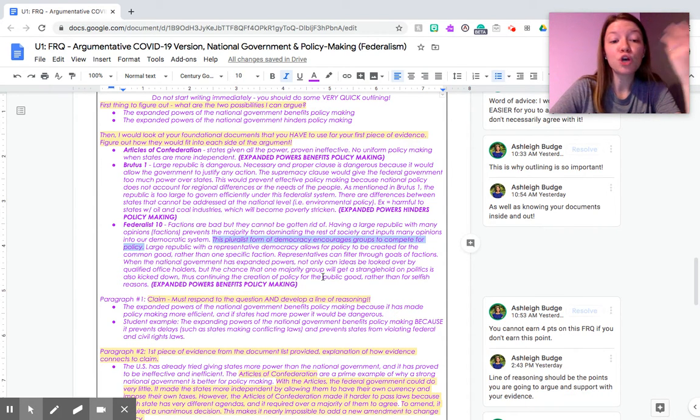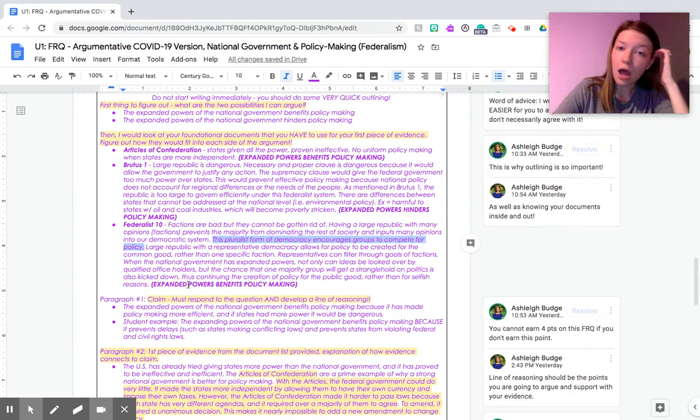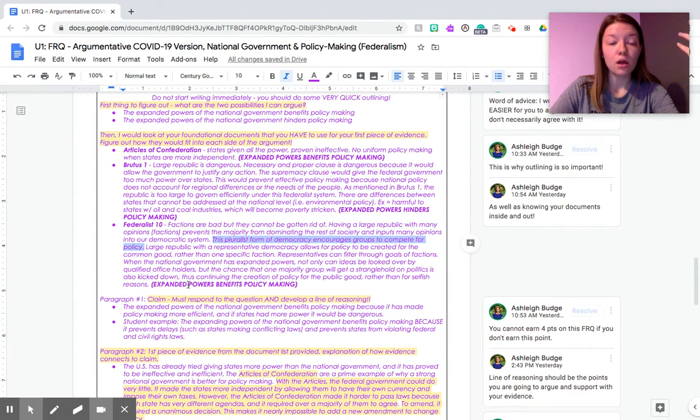Not only can ideas be looked over by the representatives, these qualified people that we have elected into office, but it also minimizes the chance that one majority group gets a stronghold on politics, right? And this ultimately creates policy in the long run for the public good rather than for selfish reasons of factions, okay? That's a little bit more complex than Articles of Confederation, but hopefully you can see how that argument leans toward expanded powers benefits policymaking. Okay. Now let's go back to Brutus.